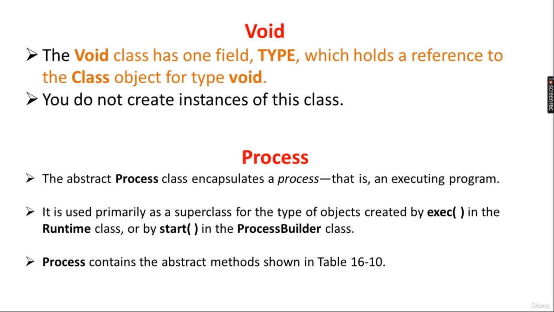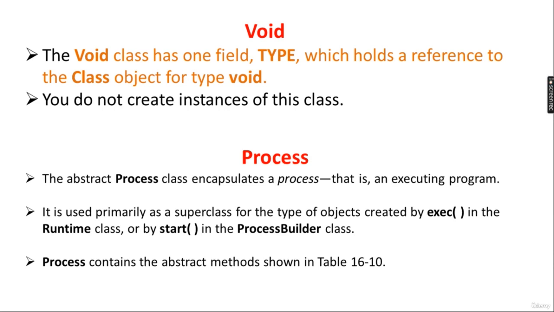Process. The abstract Process class encapsulates a process, that is, an executing program. It is used primarily as a superclass for the type of object created by exec in the Runtime class, or by start in the ProcessBuilder class. Process is a program in execution. It's called a process. We can call it an executing program. It is used primarily as a superclass for the type of object created by exec in the Runtime class, which will execute the process, and by start in the ProcessBuilder class.